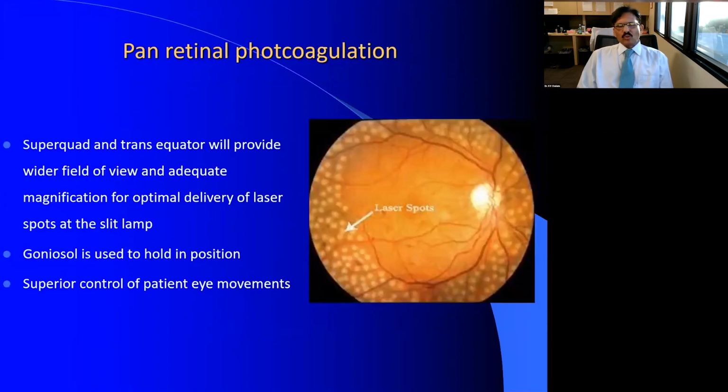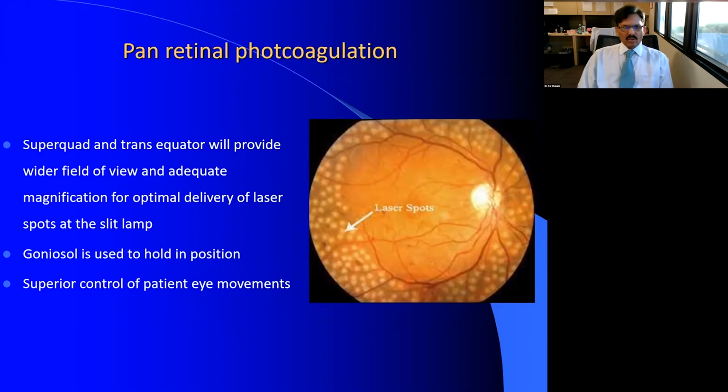So what are the lenses we use and what is the sequence of events? I normally use a super quad lens or a transequator lens, which provide the widest field, especially for the posterior pole. When you start, I use a transequator lens because the magnification is better. Then you change to the super quad lens for the various quadrants. I normally try to do them in 4 sittings, starting with the transequator and then changing to super quad in the subsequent sittings.